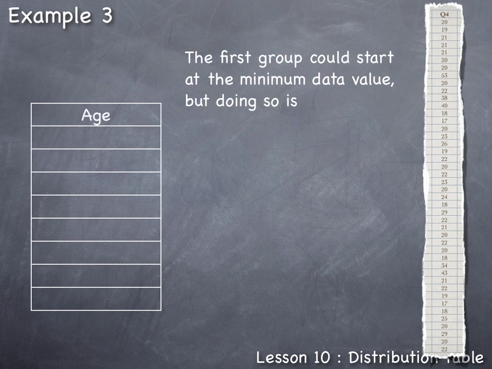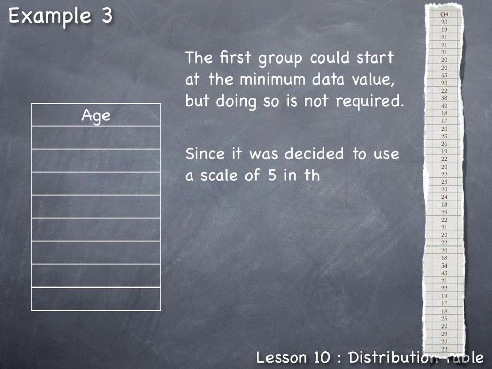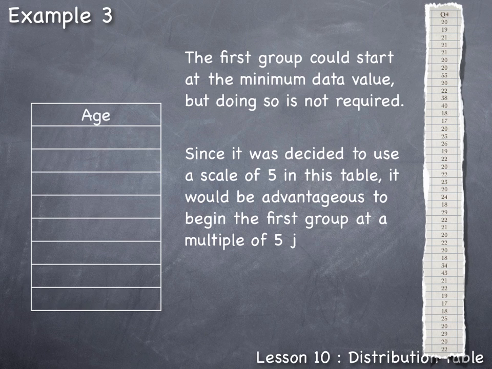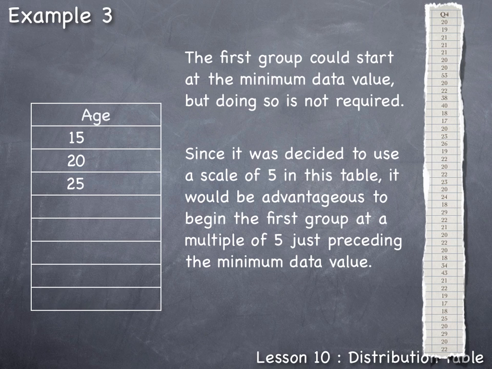The first group could start at the minimum data value, which was 17, but doing so is not required. Since it was decided to use a scale of 5 in this table, it would be advantageous to begin the first group at a multiple of 5 just preceding the minimum data value. So the minimum age was 17, and the multiple of 5 just preceding 17 would be 15. So we'll start the first row in the table at 15. And then because we're using a scale of 5 in this table, we increment age groups by 5. So starting the first group at 15 and counting by 5s, we get 20, 25, 30, 35, 40, 45, 50 as we complete the table.